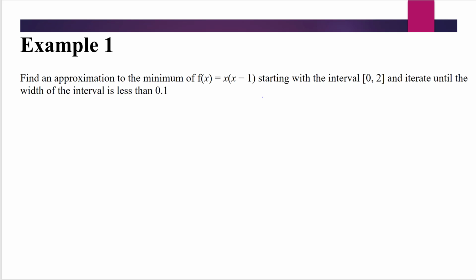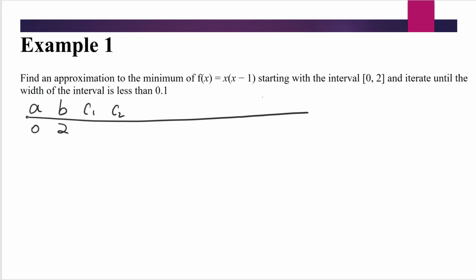Alright, so let's plot a table. Before we do the iteration, we have values a, b, which is the initial interval from 0 to 2, and then we find the first set of interior points, C1 and C2, and then we evaluate the function value at C1 and C2. By comparing the function values at these 2 points, we can update either A or B, and then we can calculate the width of the interval after the update.